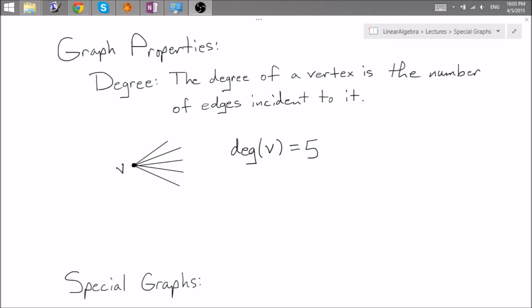So the degree of a vertex is the number of edges which are incident to it. Here you can see we have the vertex V, and there are 1, 2, 3, 4, 5 edges incident to it, so the degree of V is 5. Now, adjacency is a term used for two vertices, and incidence is a term used for an edge and a vertex. So we'll keep that in mind as we go through the rest of the discussion.